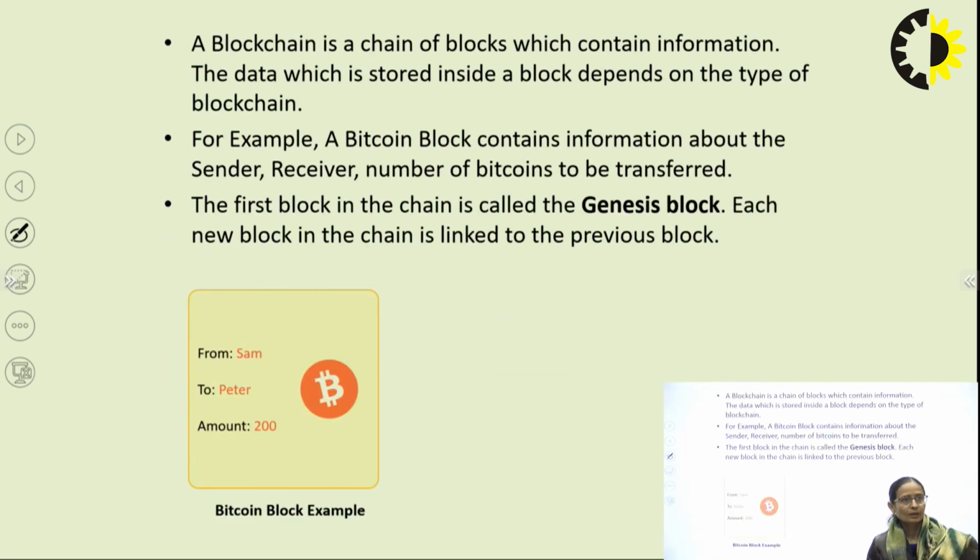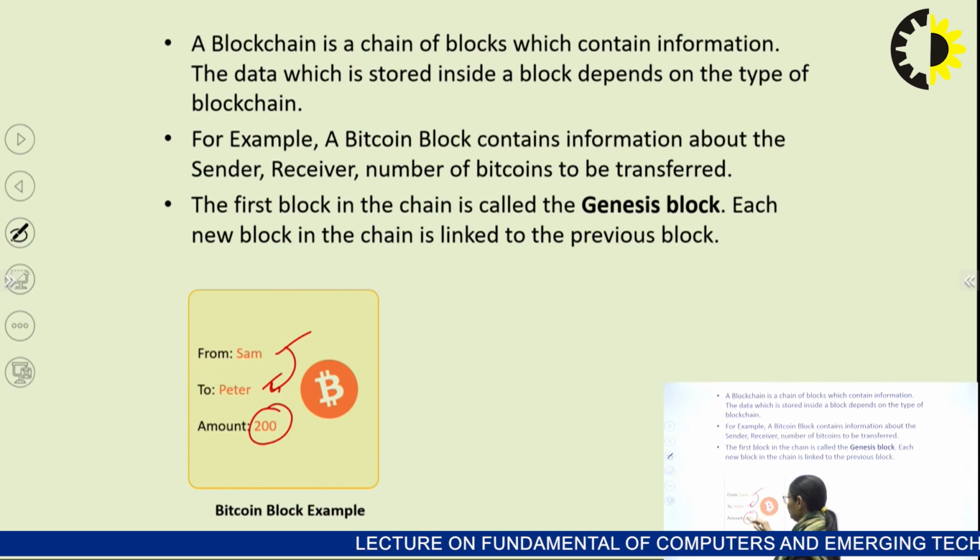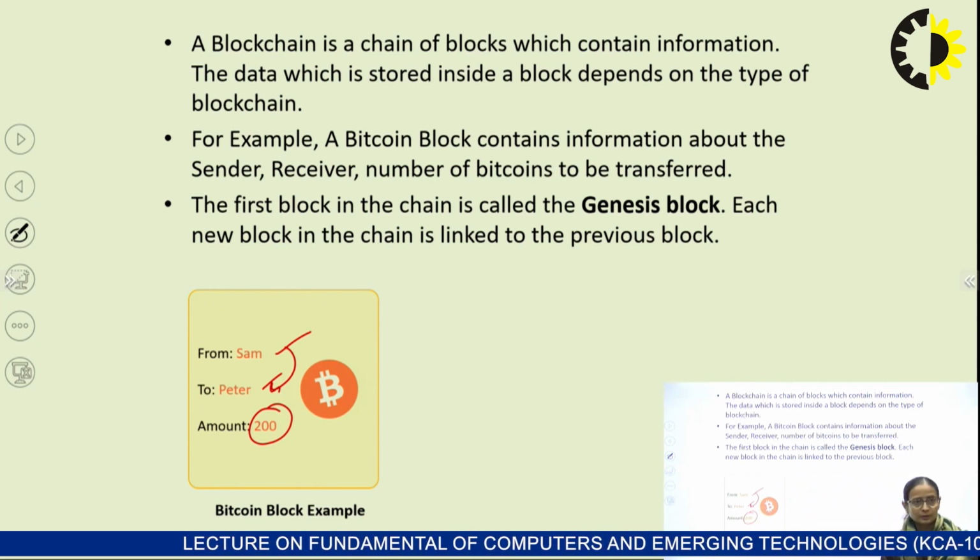A blockchain is a chain of blocks which contain information. The data stored inside a block depends on the type of the blockchain. For example, a Bitcoin blockchain contains information about the sender, the receiver, and the number of Bitcoins to be transferred. The first block in the blockchain is always termed Genesis. Each new block in the chain is linked to the previous block. As we can see, this is a Bitcoin block from Sam to Peter, and this amount is to be transferred from Sam to Peter.